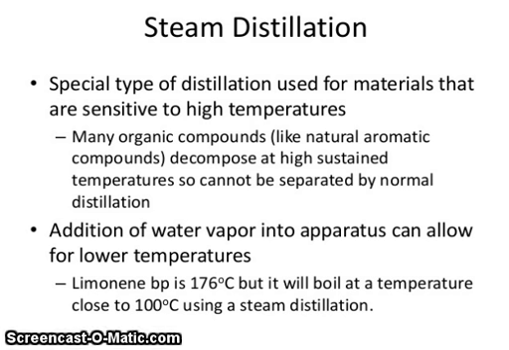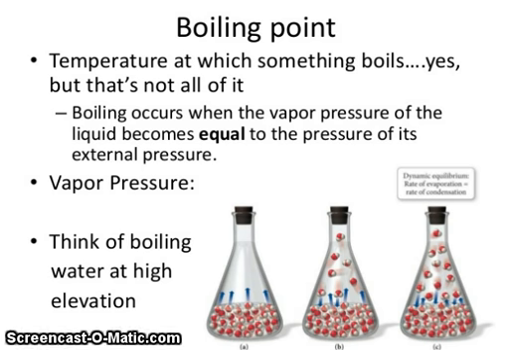Now, steam distillation. A special type of distillation used for materials that are sensitive to high temperature. Many organic compounds, like natural aromatic compounds, decompose at high sustained temperatures, so they cannot be separated by normal distillation. Addition of water vapor into the apparatus can allow for lower temperatures. Limonene's boiling point is 176 degrees Celsius, but it will boil at a temperature close to 100 degrees Celsius using a steam distillation.